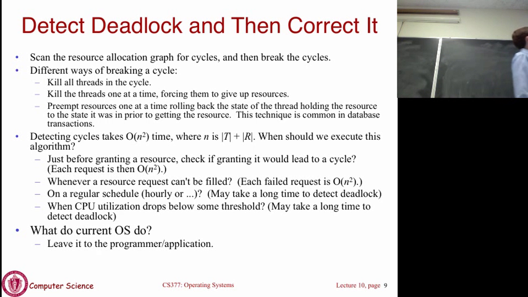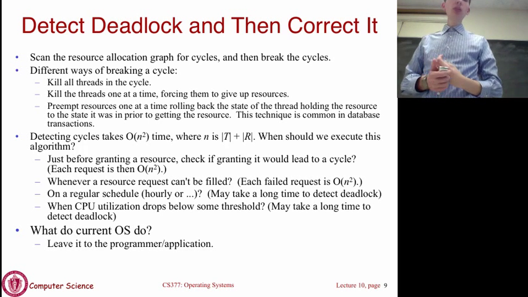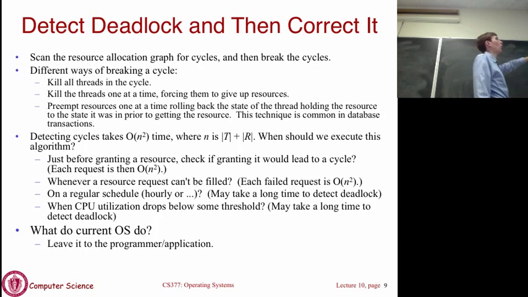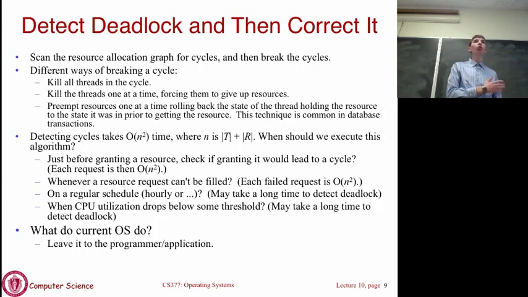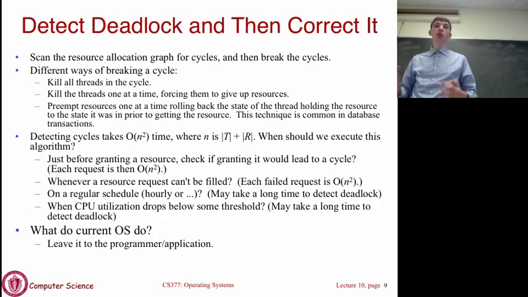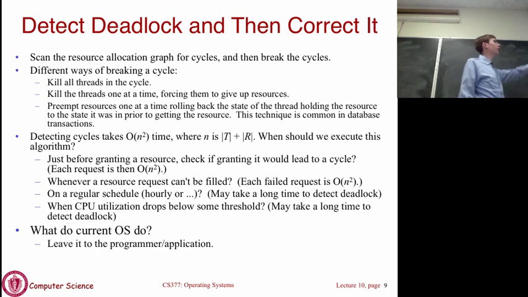You can also start preempting resources to essentially forcibly give up resources. And that's actually something that's often done in database transactions, where you have sort of the idea of a commit and a rollback, where if you get to some state where you can't proceed, you essentially roll back the database transaction to the previous state before you acquired all of your resources. So we could do things like that. Obviously, none of these are exactly ideal.